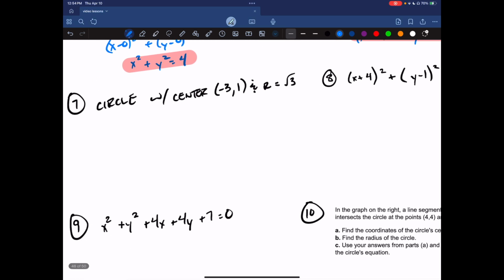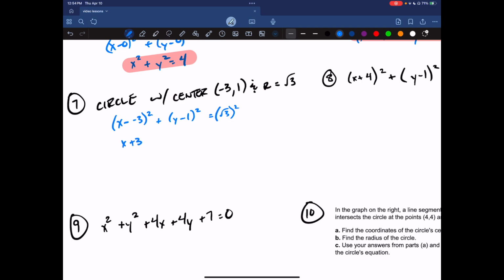All right, number 7, I included this one because the radius looks a little different. So how does that affect things? Well, this is going to be x minus negative 3. Again, I'm going to take a step, plug everything in. Plus y minus 1 all squared equals radical 3, or square root of 3 all squared. Well, I'm going to clean this up.